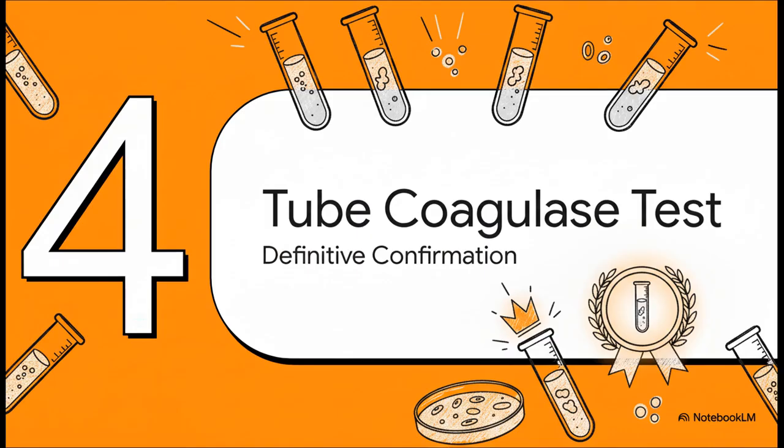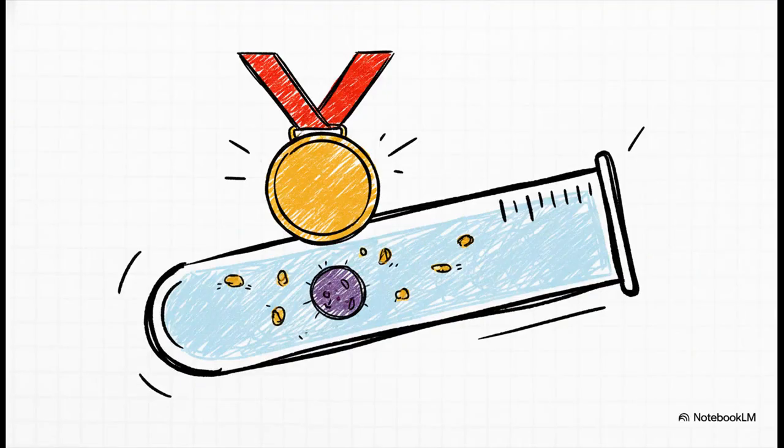Now, this isn't just a simple screening tool. This is our definitive, gold standard test. So why is this one the definitive test? Well, it's because it detects free coagulase. That's the enzyme the bacteria actually secretes. This is way more specific to Staphylococcus aureus, and it's why we rely on this test for the final say.